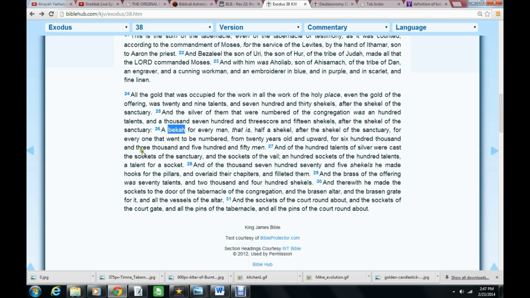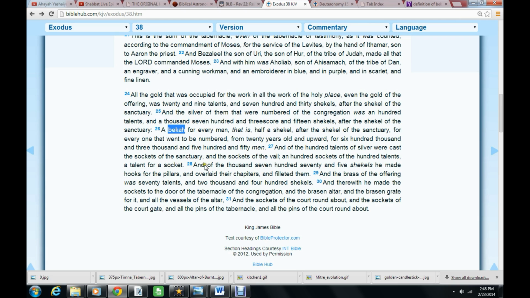For everyone that went to be numbered, from 20 years old and upward, for 600,000 and 3,000 and 550 men. So 3,550 men, and of the 100 talents of silver were cast the sockets of the sanctuary.